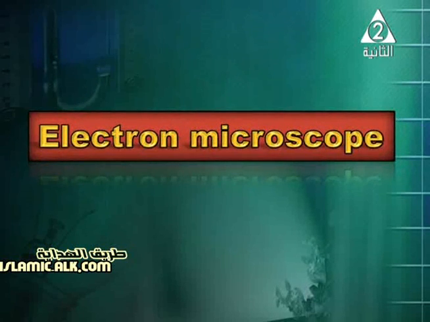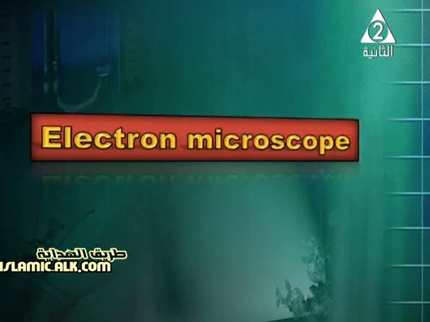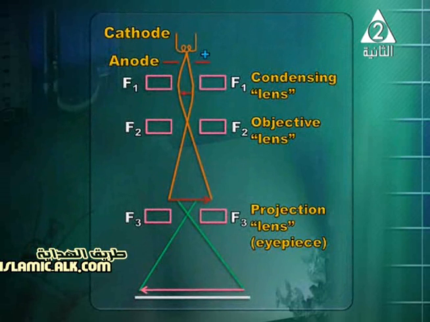And now talking about the electron microscope. The structure and mode of work of the electron microscope is shown in front of you. We've got a cathode. The function of the cathode is to emit a beam of electrons. And then we've got an anode. The potential difference between the anode and the cathode is so high that it accelerates the electrons to very high velocity. In this way, wavelength is decreased and high magnification is obtained.